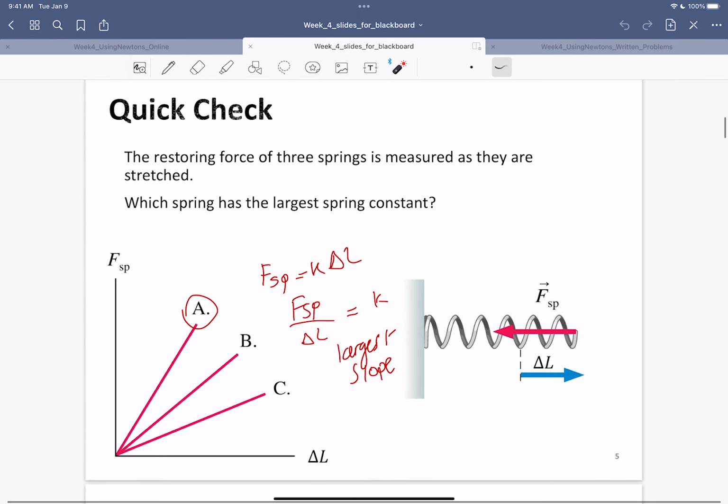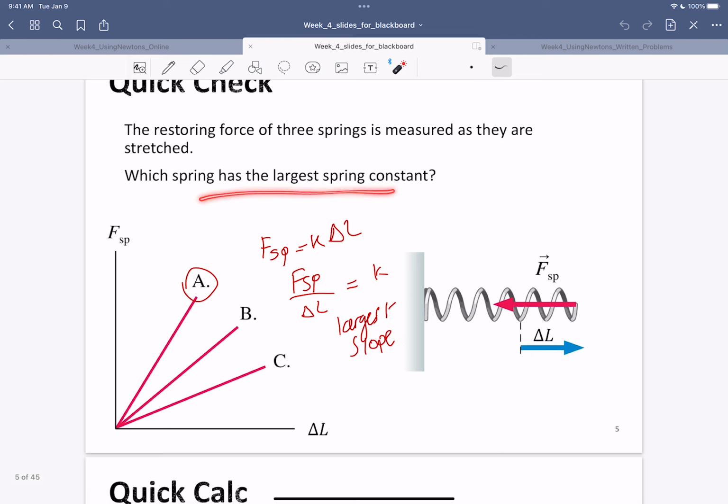And then if they ask you which spring has the largest spring constant, for example, the spring constant, based on the equation, would be spring force divided by the displacement. And so that's kind of like your slope, basically. If you have a steeper slope on a force versus displacement graph, then that steeper slope would indicate a larger spring constant.